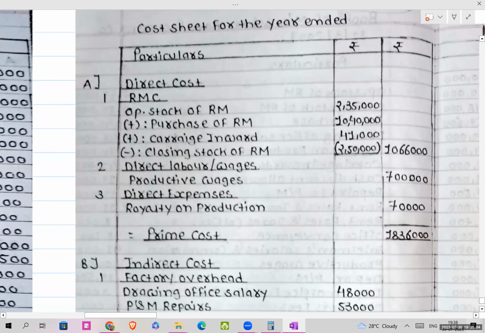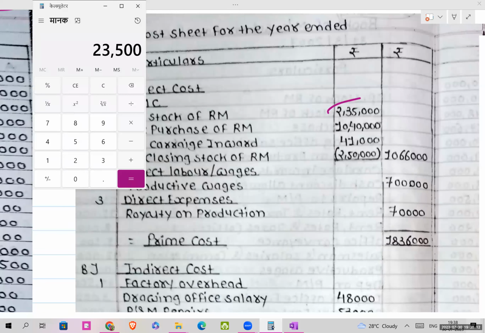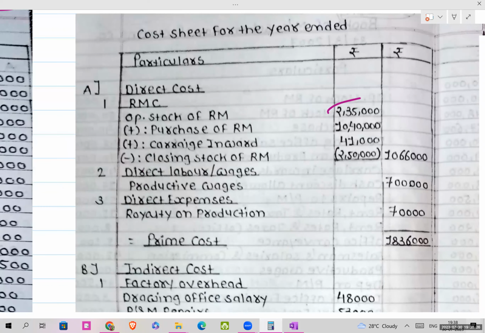Direct cost. Yeah. Will be divided as raw material consumed. Opening stock of raw material 2,35,000 plus purchase of raw material 10,40,000 plus carriage inward 41,000 minus closing stock 2,50,000. So this gives me 10,66,000. Okay, take it in the outer column. Okay. Next, productive wages, 7 lakhs. Direct expenses mein I have royalty on production, 70,000. Okay. So that's what I said.